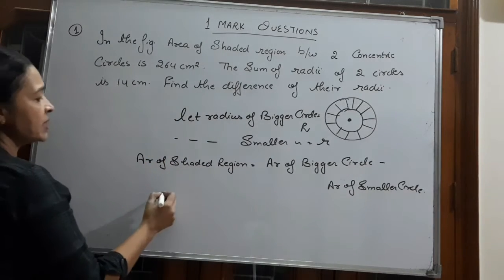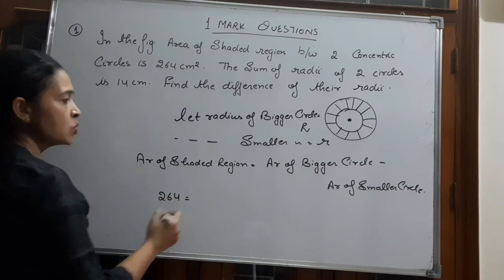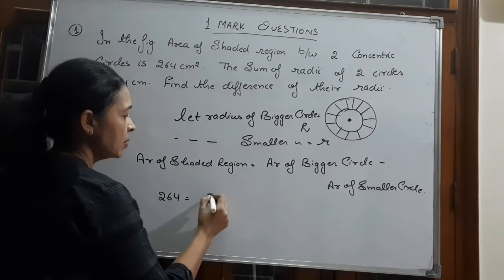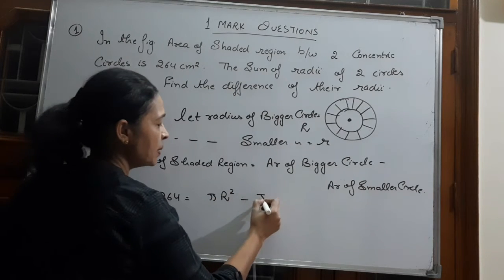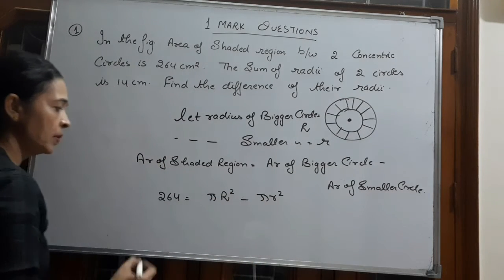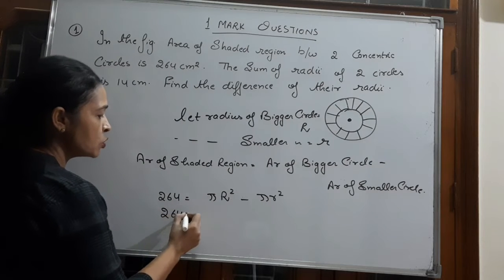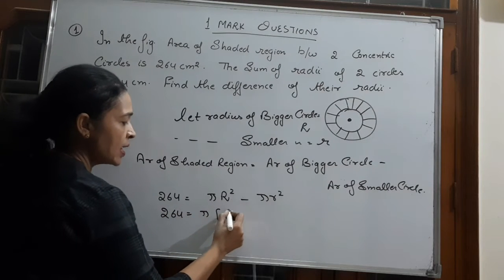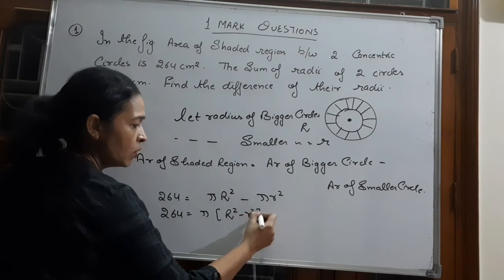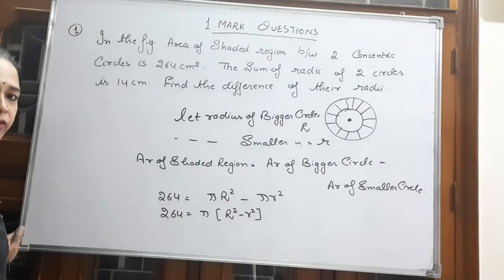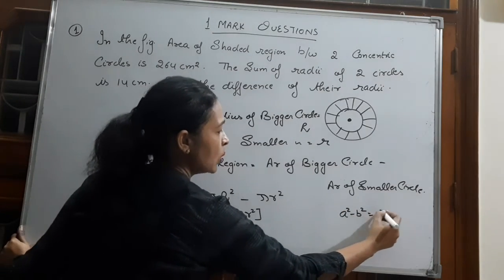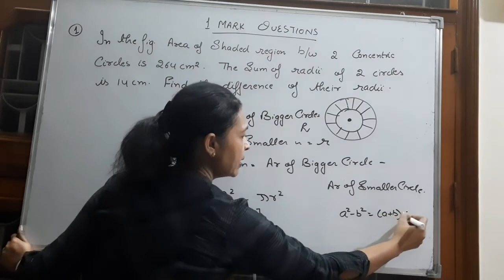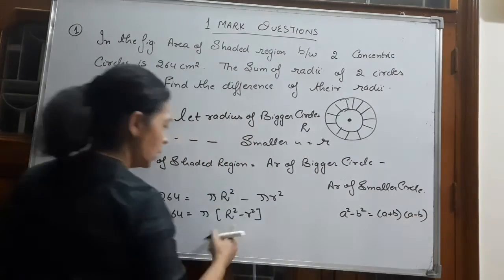What is the area of the shaded region? 264 equals the area of the bigger circle, which is pi R square, minus the area of the smaller circle, which is pi r square. So 264 equals pi, which is common, times R square minus r square. What is R square minus r square? We have an identity, a square minus b square equals a plus b times a minus b.